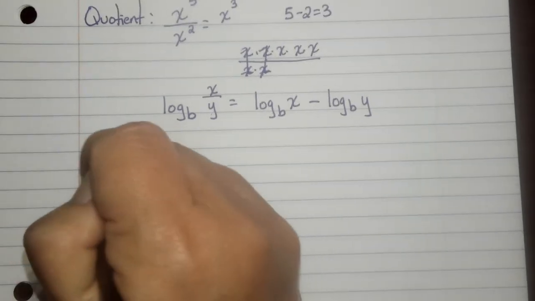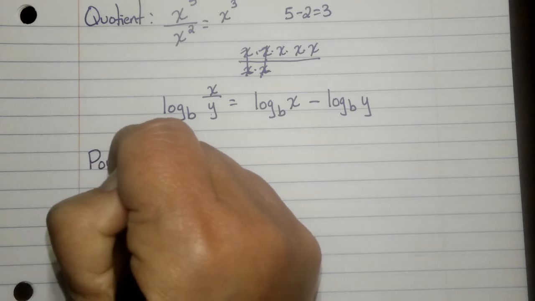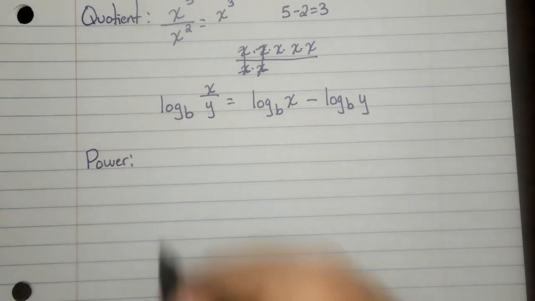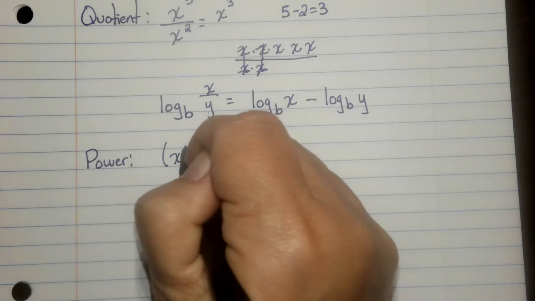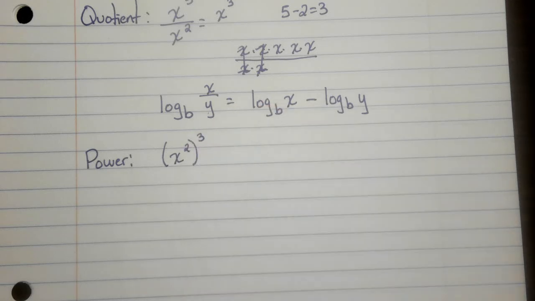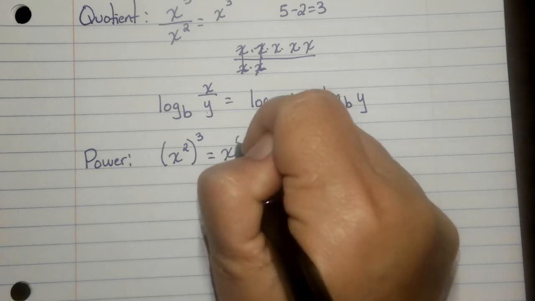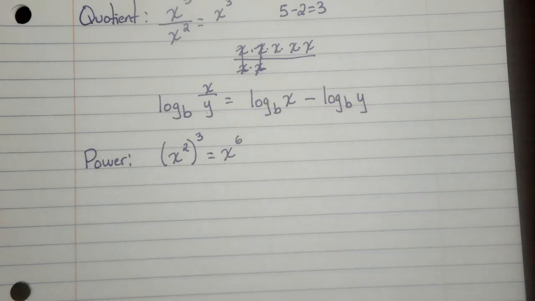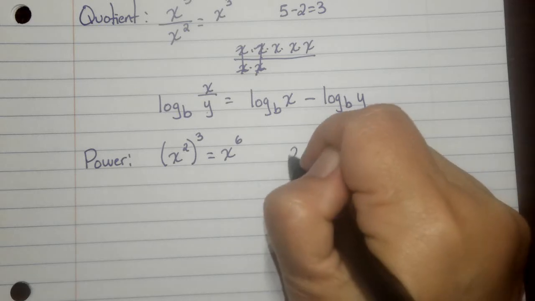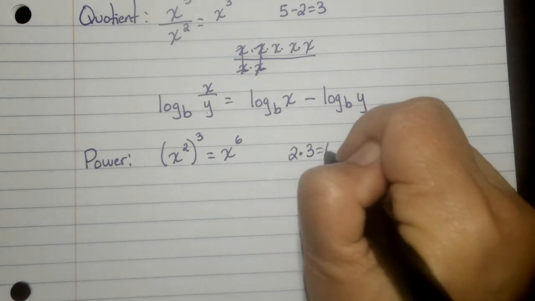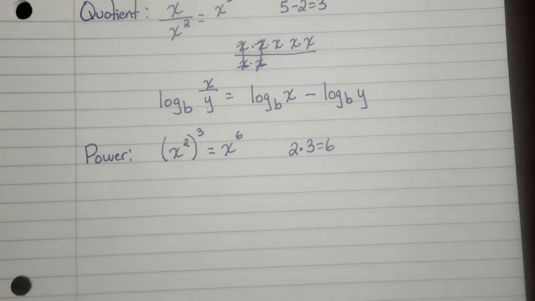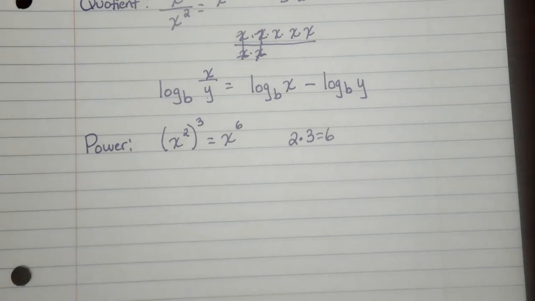Alright, and our last property for today is the power property. And so again, to start with exponents, x squared, and then that quantity cubed. What does that equal? That equals x to the 6th. What did we do with those exponents? We multiplied them. 2 times 3 is 6. That's what you do when you raise a power to a power.